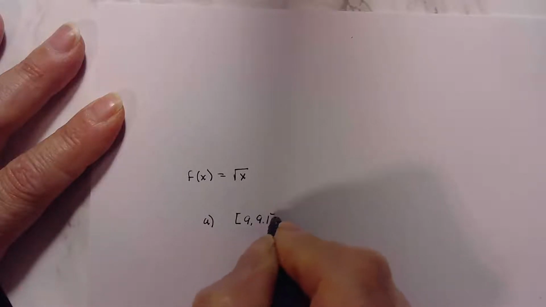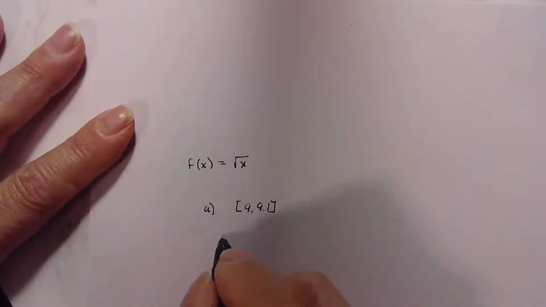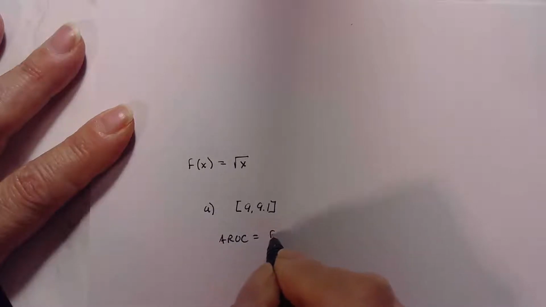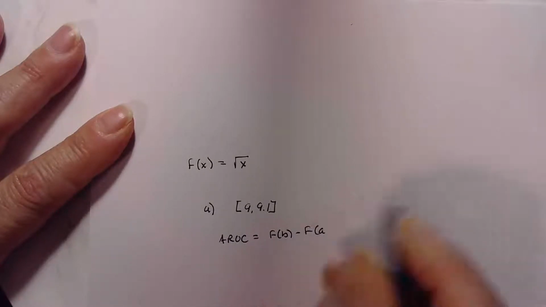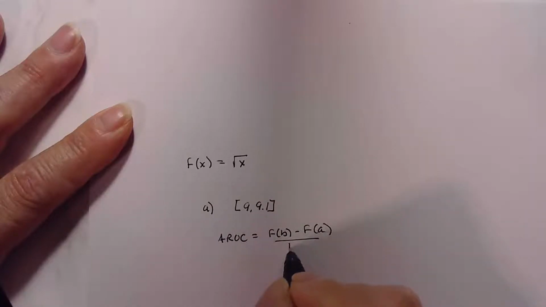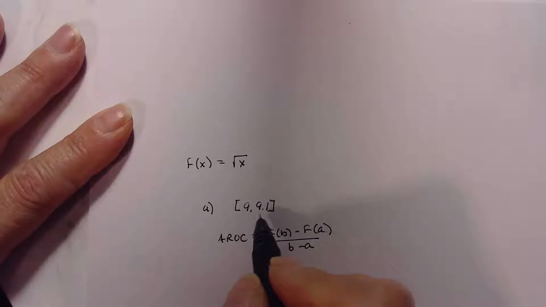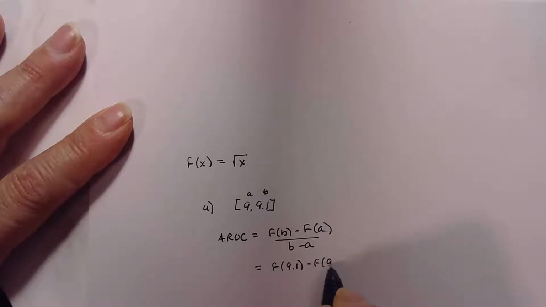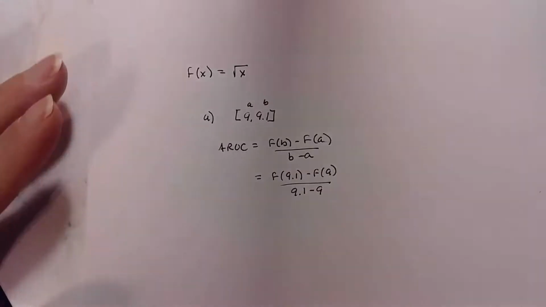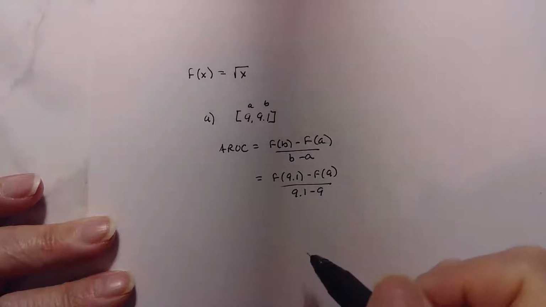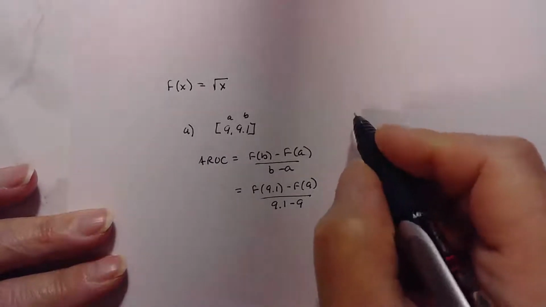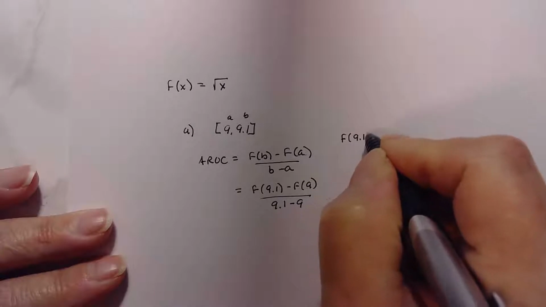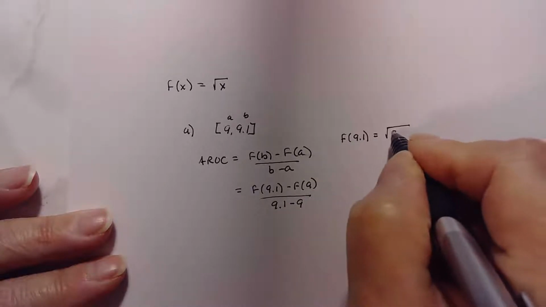and 9.1. So remember that the average rate of change is equal to f of b minus f of a over b minus a. And don't forget that in your interval, this is your a and this is your b. So it's f of 9.1 minus f of 9 over 9.1 minus 9, right? And we're going to have to compute what these two values are. So over to the side, f of 9.1, well, we don't know what that is off the top of our head, so we just leave it like that.